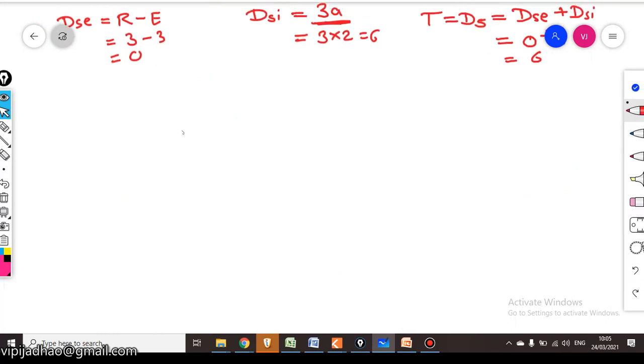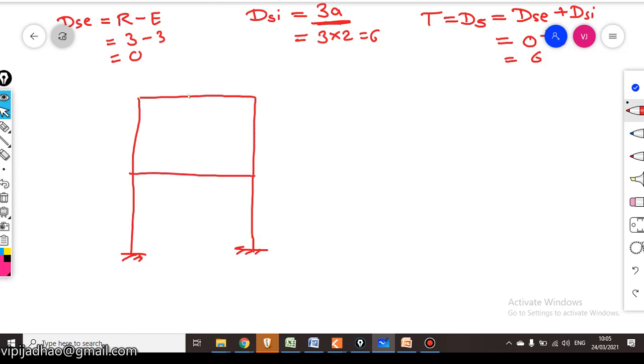Let us consider we are having some frame like this.